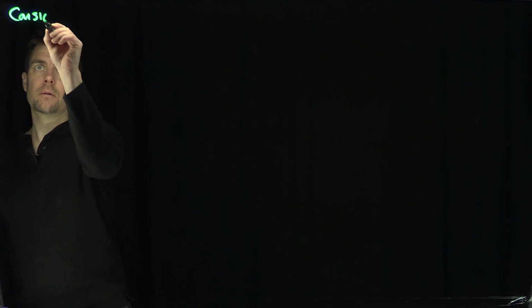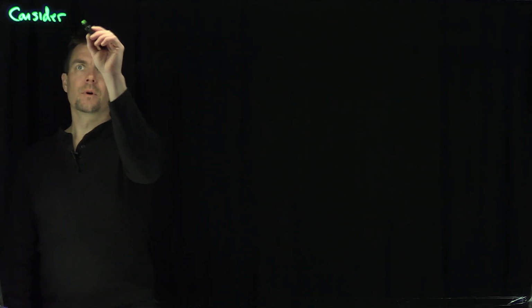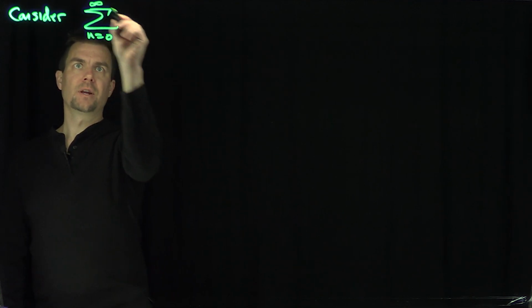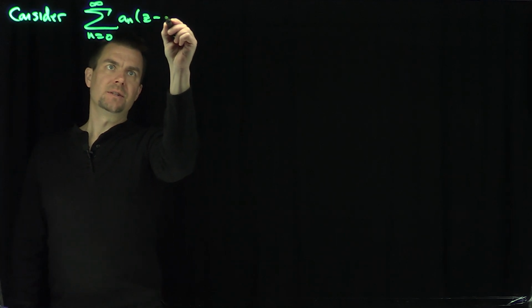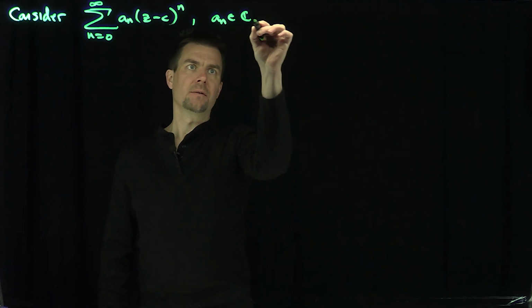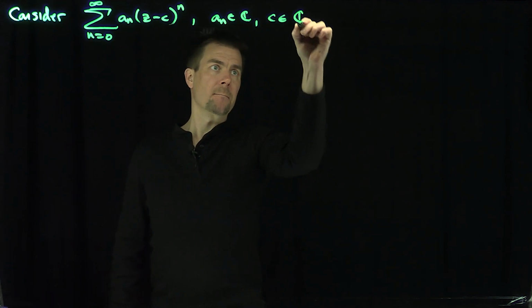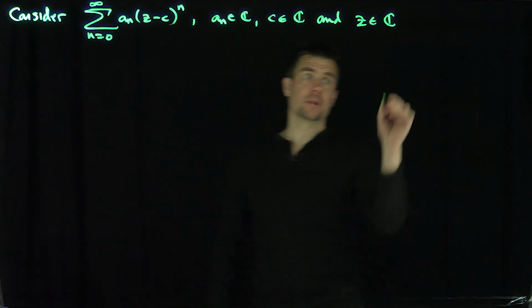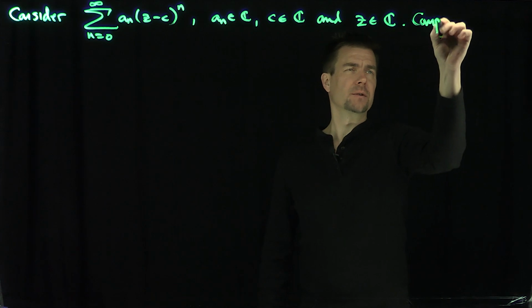Hello students, in this video we'll discuss Hadamard's formula for the radius of convergence of Taylor series where the input variable is a complex valued expression. So let's consider an expression that looks like this: the sum n goes from 0 to infinity of some numbers a_n times (z minus c) to the power n, for complex numbers a_n and c, where the center c is in C, and z is in C. In other words, these are complex valued Taylor series.